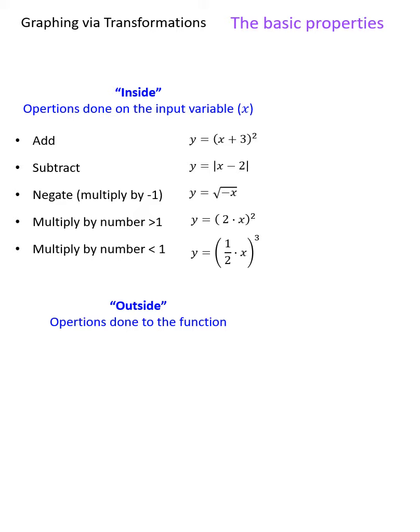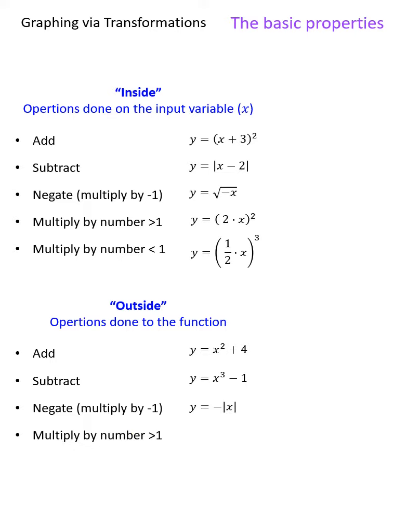Problems 6 through 10 looked at the operations performed on the outside of a function, and we looked at an addition, such as in this case. That was an upward shift. A subtraction from the outside of a function would be a downward shift. Negation of a function would be a reflection through the x-axis, or a vertical reflection. Multiplying by a number greater than 1 would be a vertical stretch, and multiplying by a number less than 1, such as in this case, would be a vertical compression.